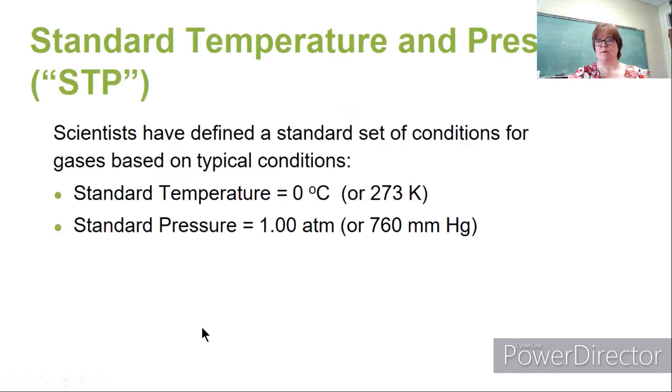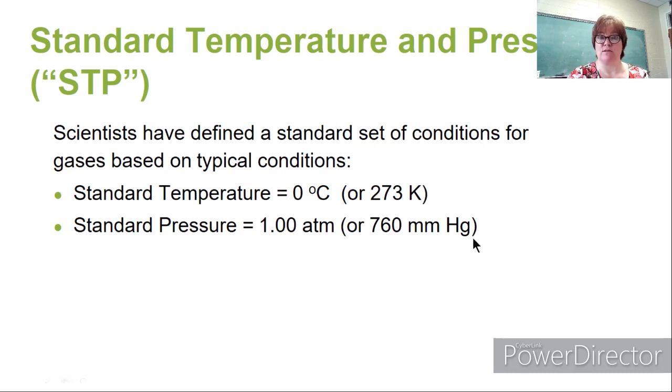Just kind of reminding you too that we do have a standard temperature and pressure, so sometimes you'll see reference to STP. STP just means a standard temperature and pressure, that's a reasonable set of conditions. The standard temperature is 0 degrees Celsius. In Kelvin, again, we're going to use Kelvin for all of our gas laws, so that's 273. And the standard pressure is 1 atmosphere. We're going to commonly use atmospheres when we're doing our calculations.